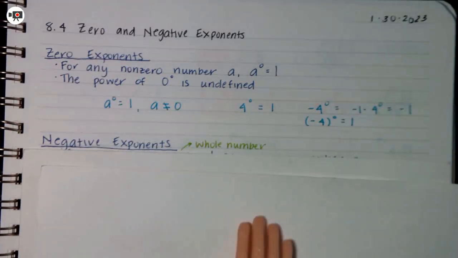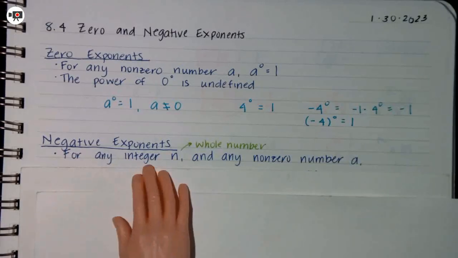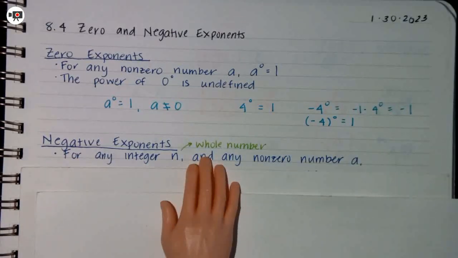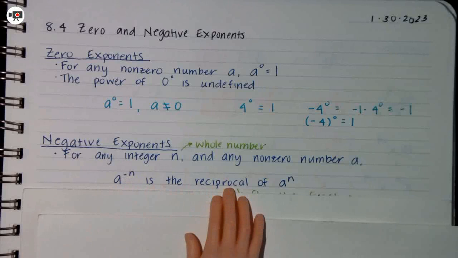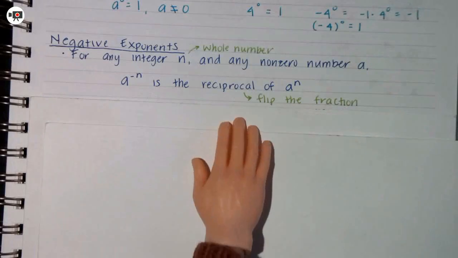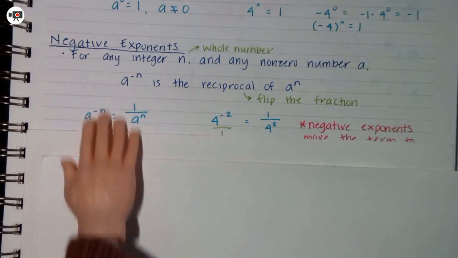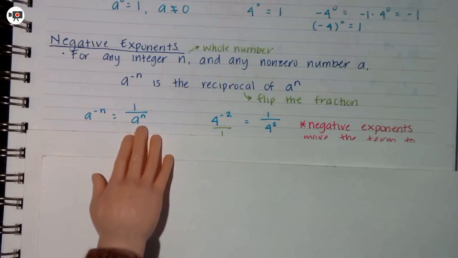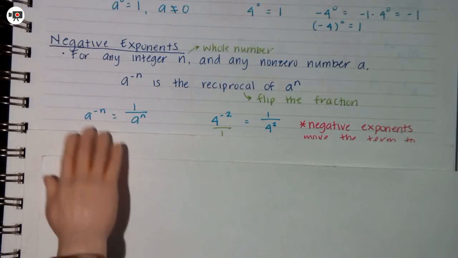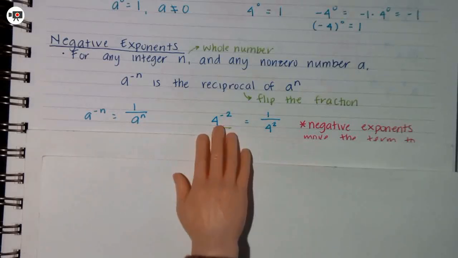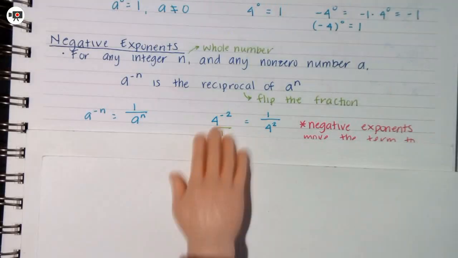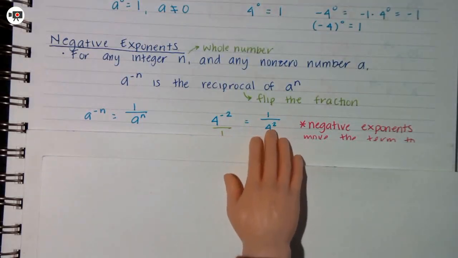For negative exponents, we would have for any integer n, integer means a whole number, and any non-zero number a, a to the negative n is the reciprocal of a to the positive n. A reciprocal means you're going to flip the fraction. So if it starts here in the numerator, we're going to move that to the denominator, and now we have a positive exponent. We can't leave our answers with a negative exponent, so we need to flip it to make it positive. So 4 to the negative 2 power, that's over 1, so I would flip that one and move it to the denominator.